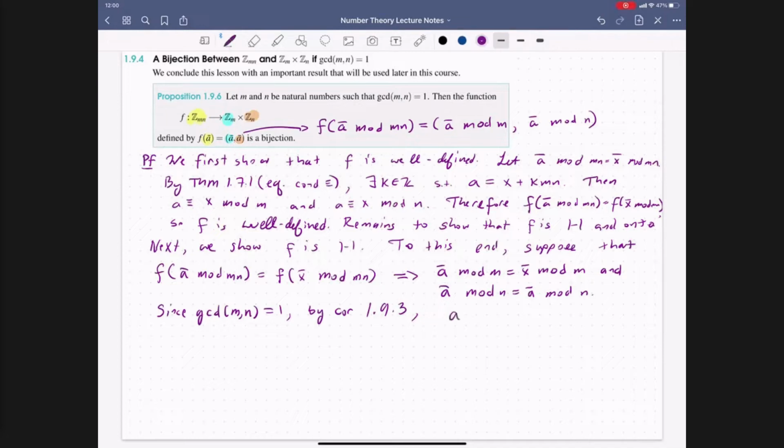Let me take this in a few steps. So we have that here, since A is congruent to X mod M, A is, ooh, typo. That's X bar, sorry. So this statement here is saying that A is congruent to X mod M, A is congruent to X mod N. The corollary we just did for the Chinese remainder theorem now tells us that A is congruent to X modulo MN, which tells us that now they're the same exact congruence classes, mod MN.